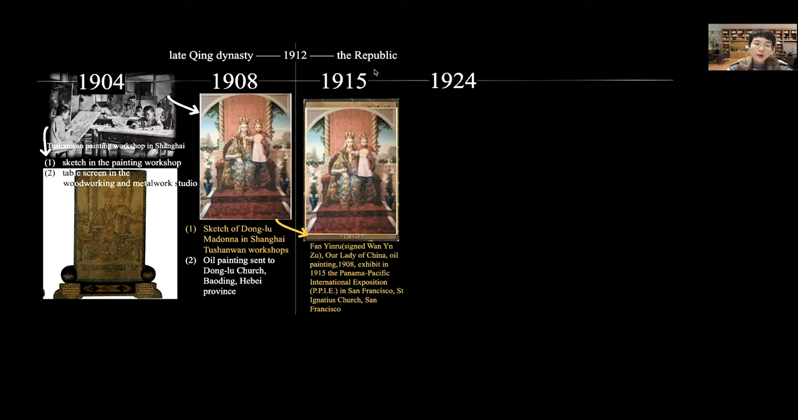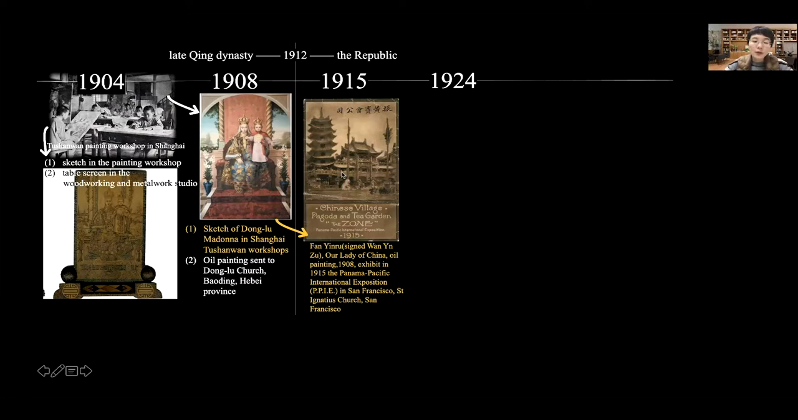Then in the next Republic period, there is another change. The new government took seriously its participation in the 1915 World Exhibition in San Francisco. The oil painting sketch of the Donglu Madonna was chosen for the World Fair as one of the educational achievements of the modernized Chinese government. Also, the famous groups of Chinese pagodas, also made by Tushanwan artists, were exhibited at the World Fair too. These exhibits from the new Chinese Republic received good comments.